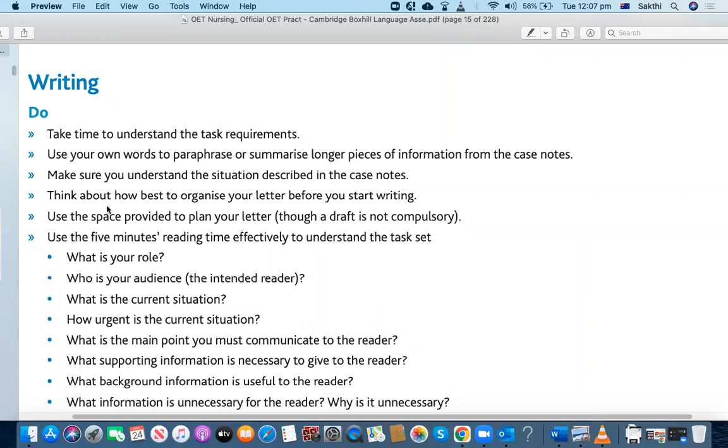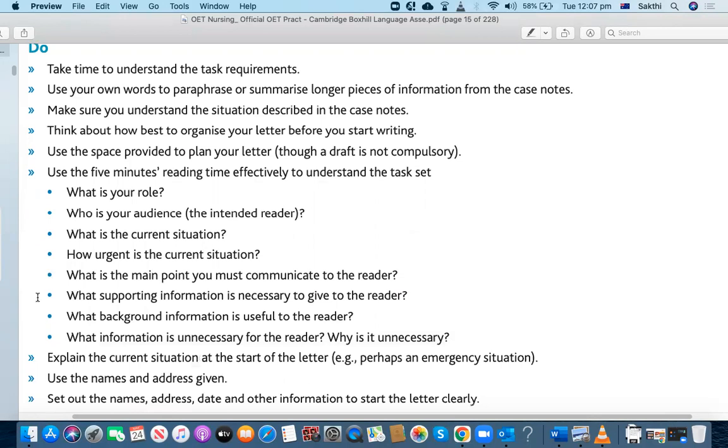So please plan your letter well ahead. Do not straight away write down the letter after 5 minutes reading time. You have to have at least some time, let's say 3 to 5 minutes, to plan your letter. You need to know which information needs to go where. That is really important as well. Is everyone following me? Yes. Okay, great. Let's go through the next one.